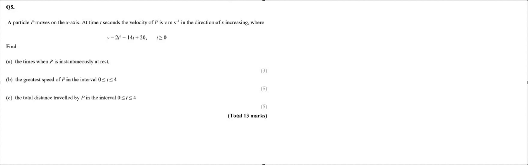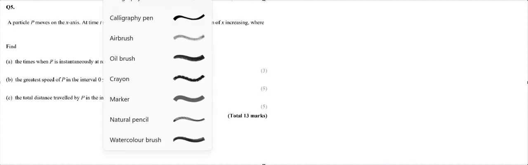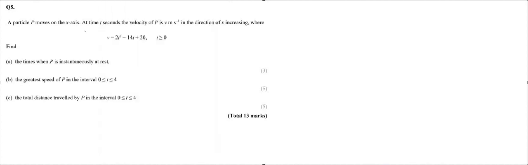Okay, so here's one of the variable acceleration questions. We have a particle which moves on the x-axis. At time t seconds, the velocity is v meters per second in the direction of x increasing. So that means in that direction, where we're given the velocity equation and t is greater than 0.